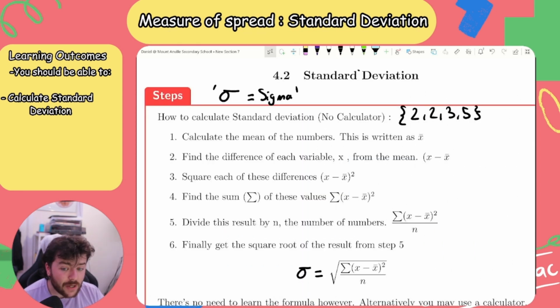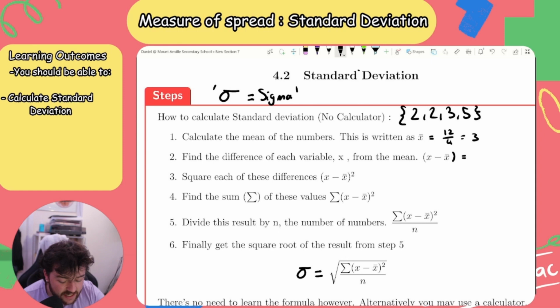Right, so let's look at how to calculate the standard deviation without a calculator, and then we will look at how to calculate it with a calculator. I just made up a random data set here: 2, 2, 3, 5. The first step is to calculate the mean of the numbers, which is written as x bar, or x with a line. So 2 plus 2 is 4, 4 plus 3 is 7, 7 plus 5 is 12, and 12 divided by 4 is 3. So my mean is equal to 3.